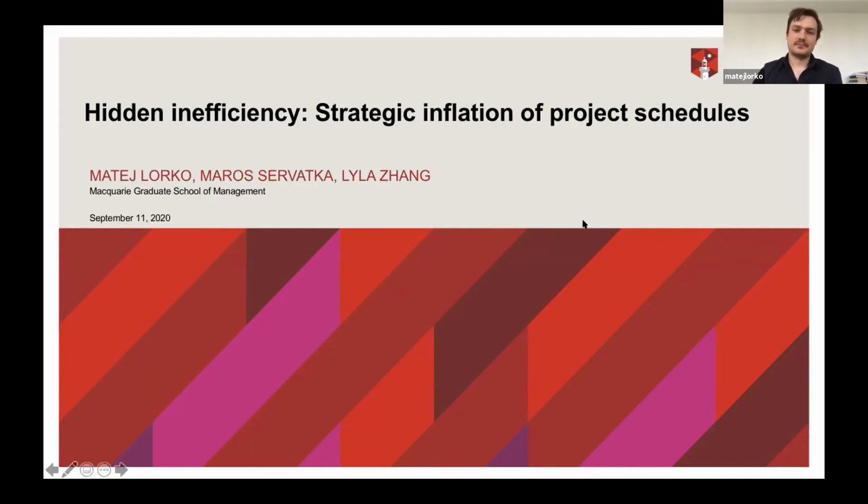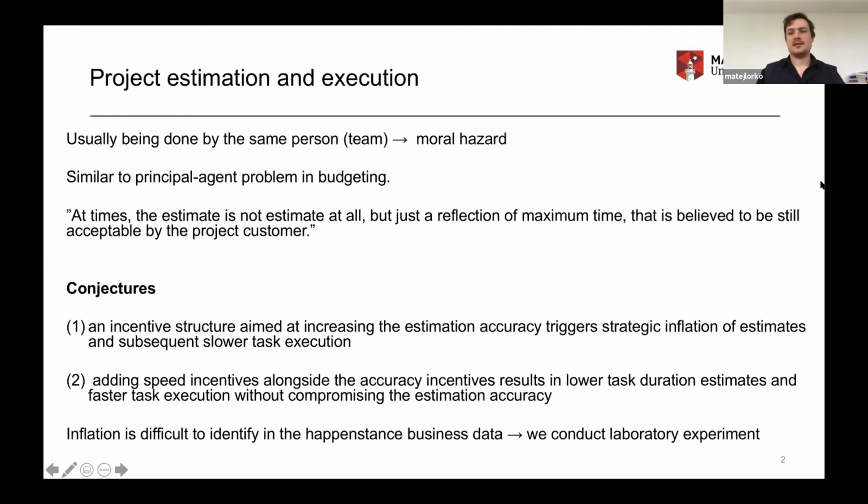So the problem we are dealing with in this research is that project estimation and execution is traditionally done all the time by the same person, the same team, or the same company, which is obviously a situation that invites moral hazard. It's very similar to a principal-agent problem in budgeting, but we are looking at this from a duration estimation perspective.